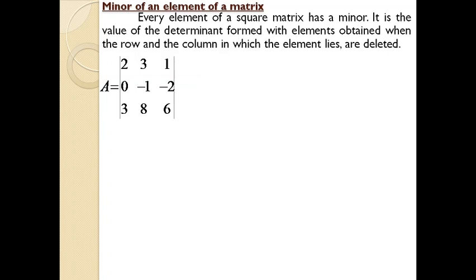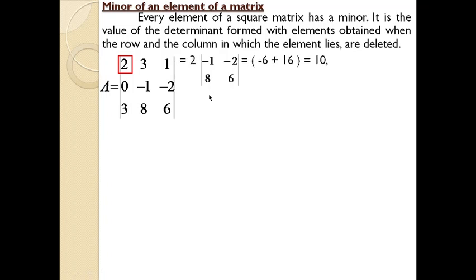For the time being, consider element 2. It appears in the first row and first column. So, from the given matrix, delete the first row and first column, so that the determinant formed from the remaining elements is the minor of 2. We all know how to find the determinant. The remaining matrix, after deleting the row and column of the selected cell, will be -1, -2, 8 and 6. So it is noted down.